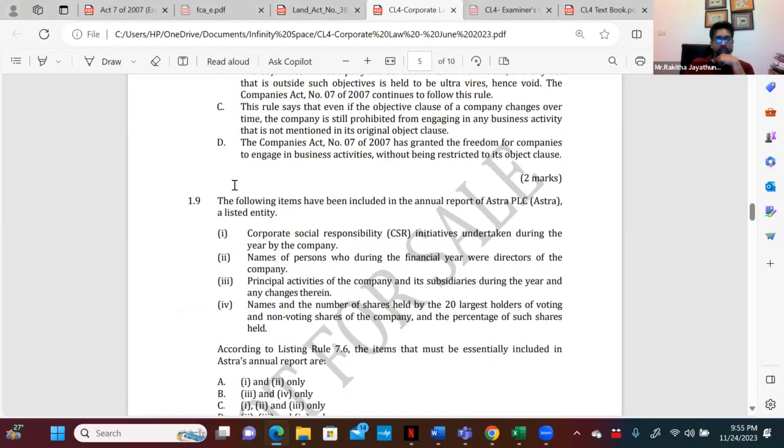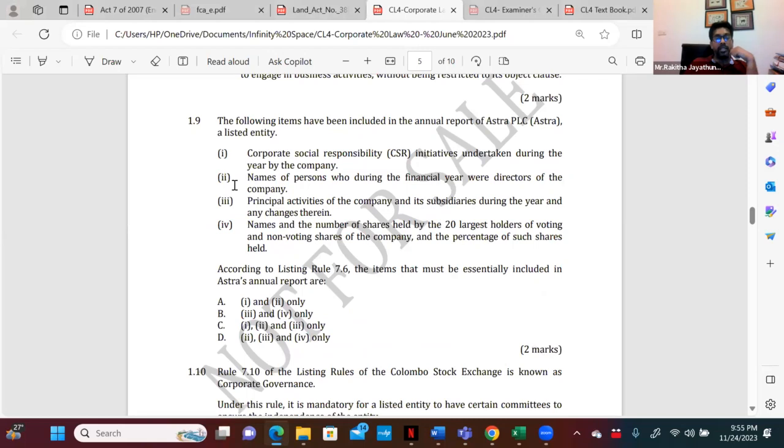Then, according to listing rule 7.6, now you can see it's not in the Companies Act. So you have to be familiar with it. You have to memorize it. No other choice. The items that must essentially be included in the Astra's annual report are, but you can use your common sense, also using knowledge gained from other subjects.